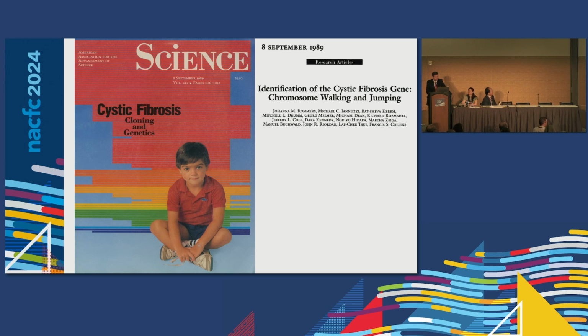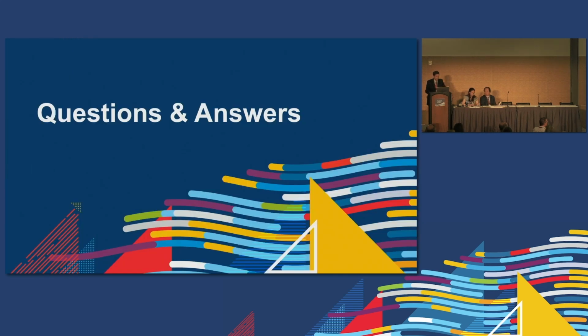I'd just like to end with this cover from Science from 35 years ago. That's the date when the identification of the cystic fibrosis gene was first described. The paper says chromosome walking and jumping, and it's very interesting to read. But I have to say that over these 35 years, we've made great strides, and the future is only bright. I'll end here, and I'll be happy to take questions.